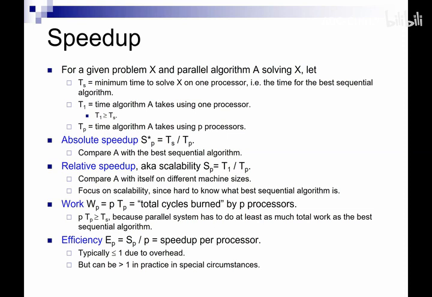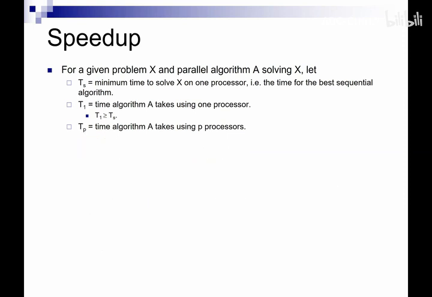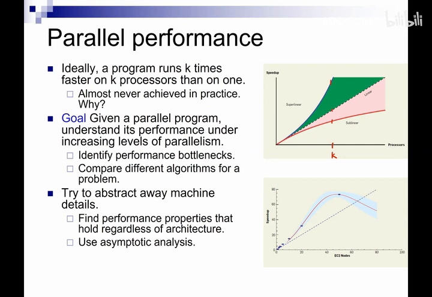So if we go back to the plot on the previous page, if we're in the linear regime, then in that case the efficiency is going to be exactly equal to 1, because the amount of speed up that you get is exactly equal to the number of processors you're using. If you're in the sublinear regime, so if you're down here, then the speed up you're getting is going to be less than the number of processors you're using.